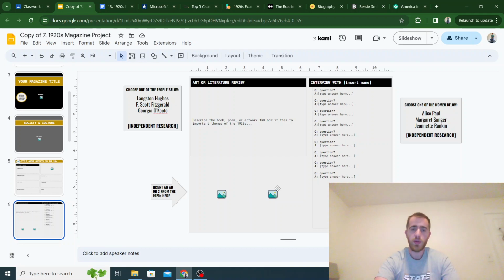We have to put 2 pictures down here, either an ad or a picture from the 1920s, either or, and you can do both if you wanted to. On this side here, you're going to be conducting an interview with a famous woman of the 1920s. We have Alice Paul, Margaret Sanger, and Jeanette Rankin. Jeanette Rankin was a pacifist who was against World War I. Margaret Sanger was advocating for the development of birth control for women. And Alice Paul, I don't know who that was, so have fun figuring that one out.